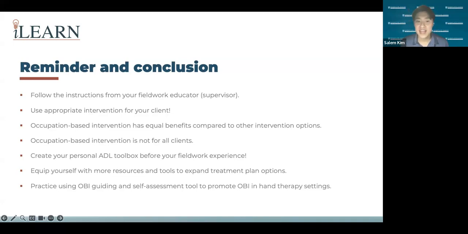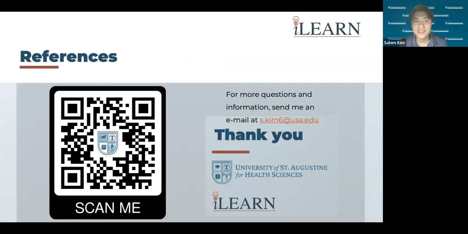Practice using the OBI guiding and self-assessment tool to promote the use of occupation-based interventions in the hand therapy setting. Hopefully those who are here today are interested in hand therapy and plan to become certified hand therapists one day, and I want to see changes happening in our future hand therapy field, where we are prepared to teach the upcoming generation of OTs who wish to be certified hand therapists to be ready to use occupation-based intervention, as well as proper knowledge translation. I think that sums up my presentation today.